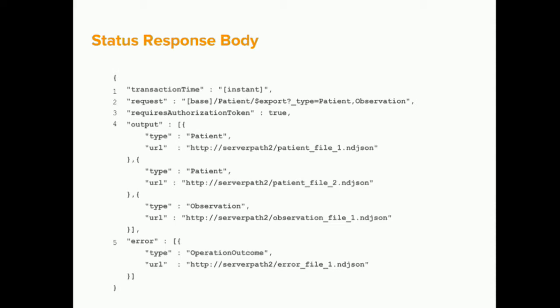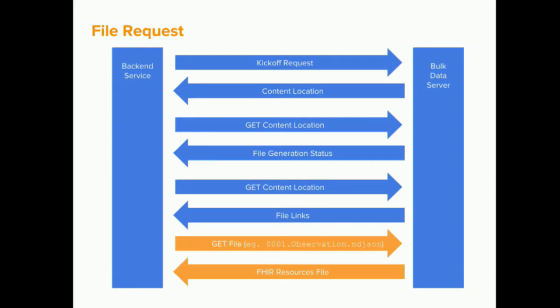And so we have an error section where the server can have 1 or more OperationOutcome files that list these errors. The reason it's segregated into its own section is you could also have OperationOutcomes stored on the server, which would be the primary output, that aren't related to this particular error. So there's a little bit of potential confusion there, so we created a separate section of the JSON response.